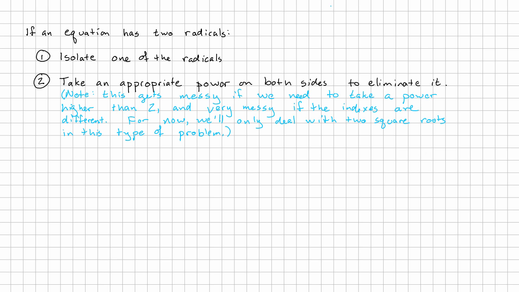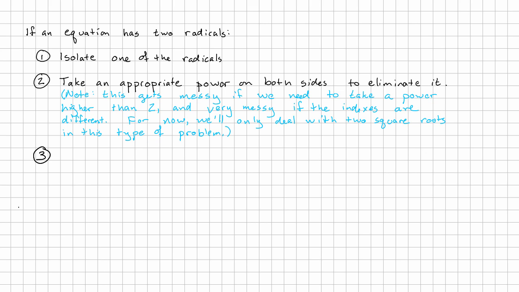Now, this can get messy if we need to take a power higher than 2. And it can get very messy if the indexes on our radicals are different. For now, we're only going to deal with 2 square roots in the type of problem where we end up with 2 radicals and other terms. We could use the same process for any power. We could use the same process with different indexes on the roots. But the results would get really messy, and we don't want to deal with that right now.